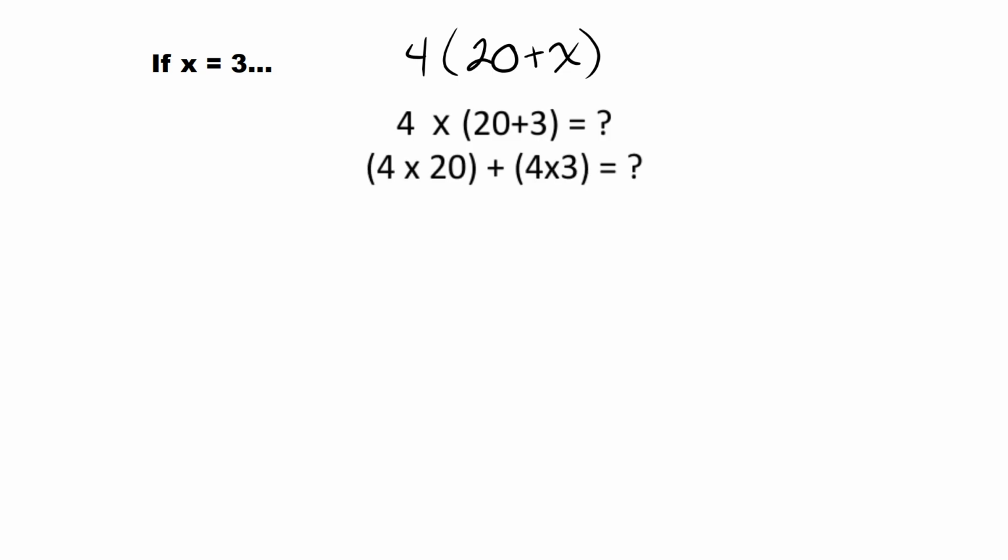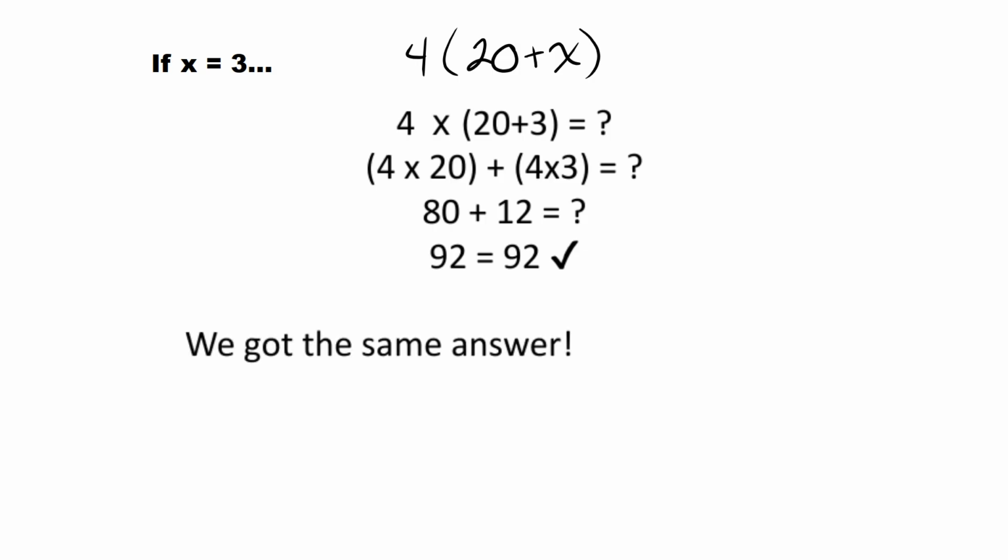Now, we could take that same equation that we just calculated, where we've got 4 times x plus 20. Now, if we assume that x is equal to 3, we can say 4 times 20 plus 3 is equal to something. Using the distributive property, we say 4 times 20 plus 4 times 3 is going to give us 80 plus 12, which of course gives us the 92 that we were expecting. We got the same answer.